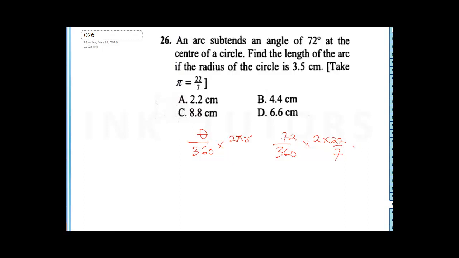Our radius is 3.5, which is the same thing as 7/2. So I prefer to use 7/2 so that I can easily cancel out. 7 will cancel 7, 2 here will cancel 2. Then 2 here, it's 11. 2 here in 360, we're going to get 2 in 36, we're going to get 180. So we're going to do 72 times 11 divided by 180.